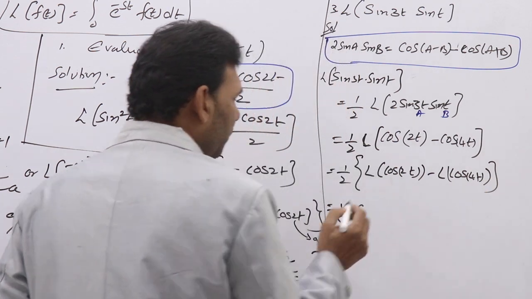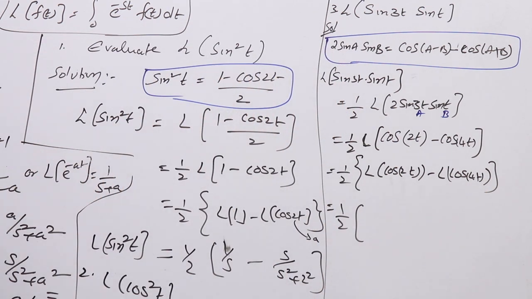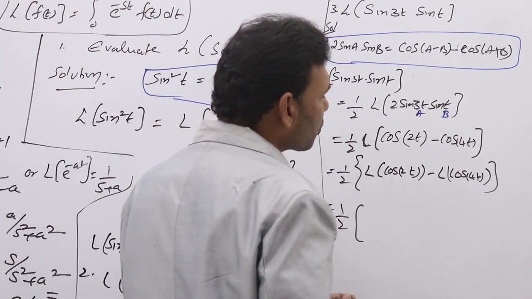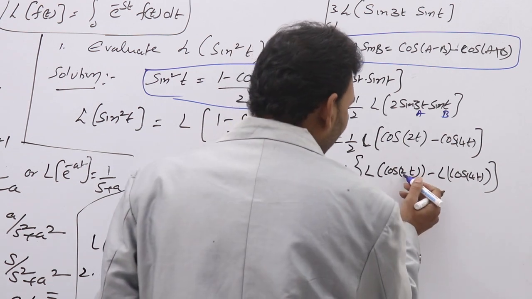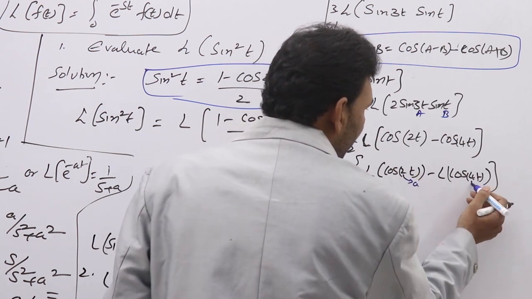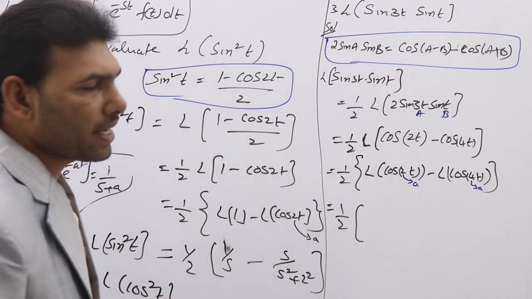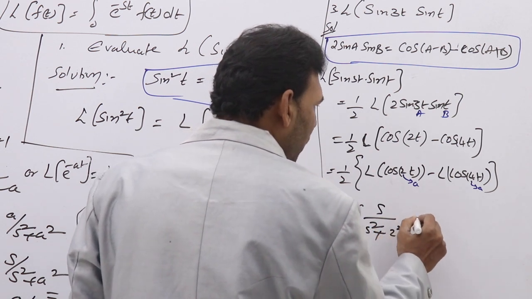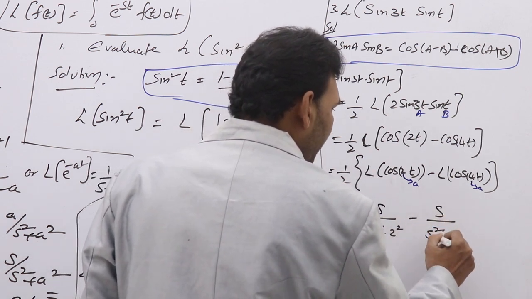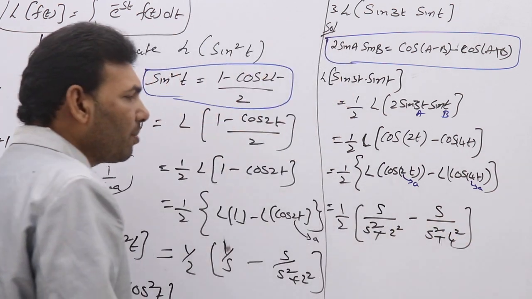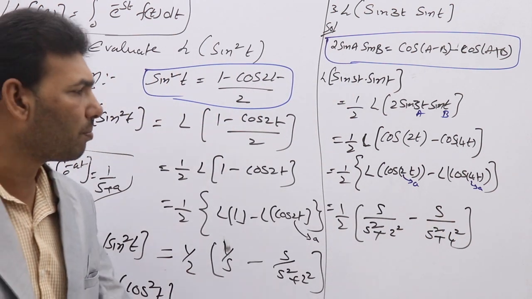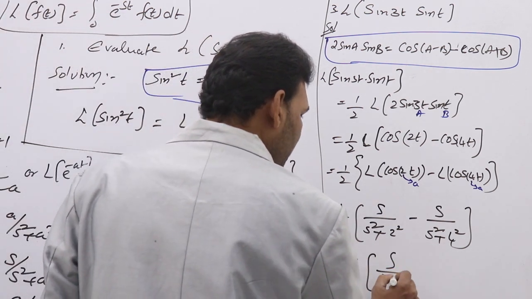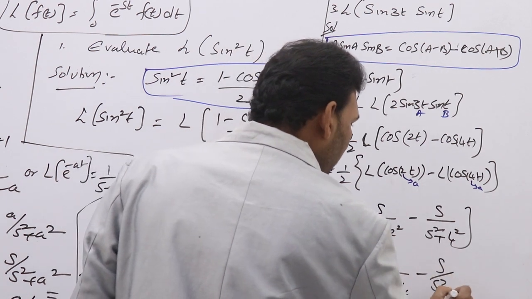So 1 by 2 into L of cos at, a formula we know: L of cos at is s by s square plus a square. Here a is 2 in the first case and in the second case a is 4. So s by s square plus 2 square minus s by s square plus 4 square. If the denominator terms were the same you could take the LCM, otherwise you can leave it like this. If you want, you can write 4 in place of 2 square and 16 for 4 square: s by s square plus 4, s by s square plus 16.